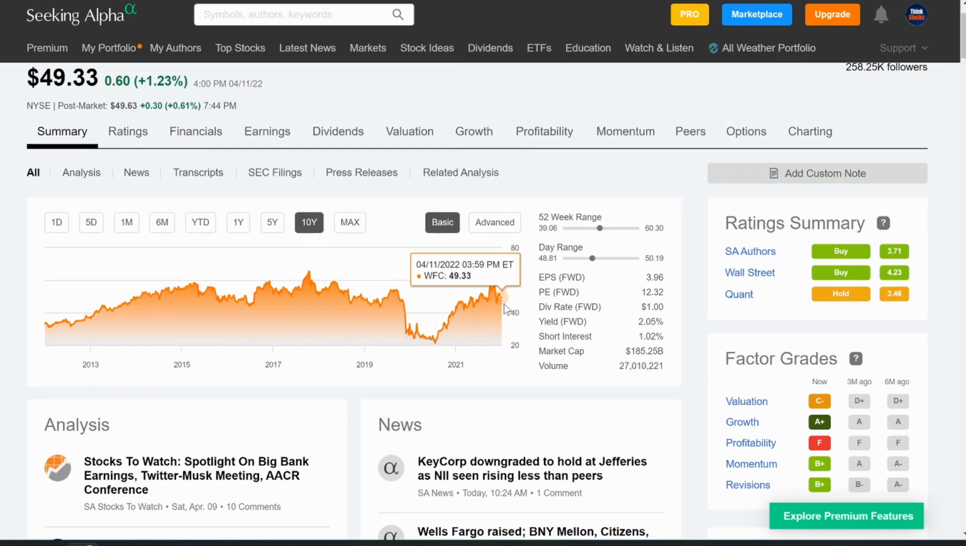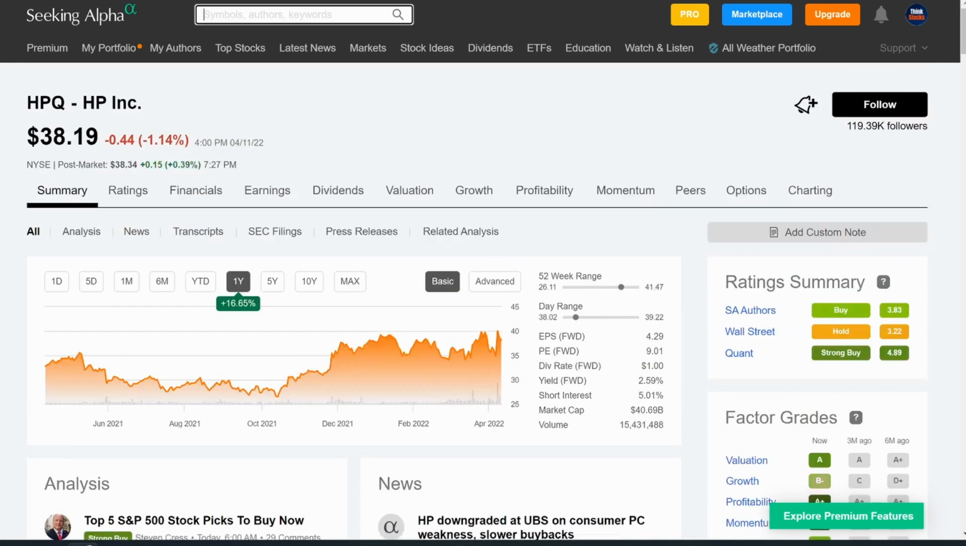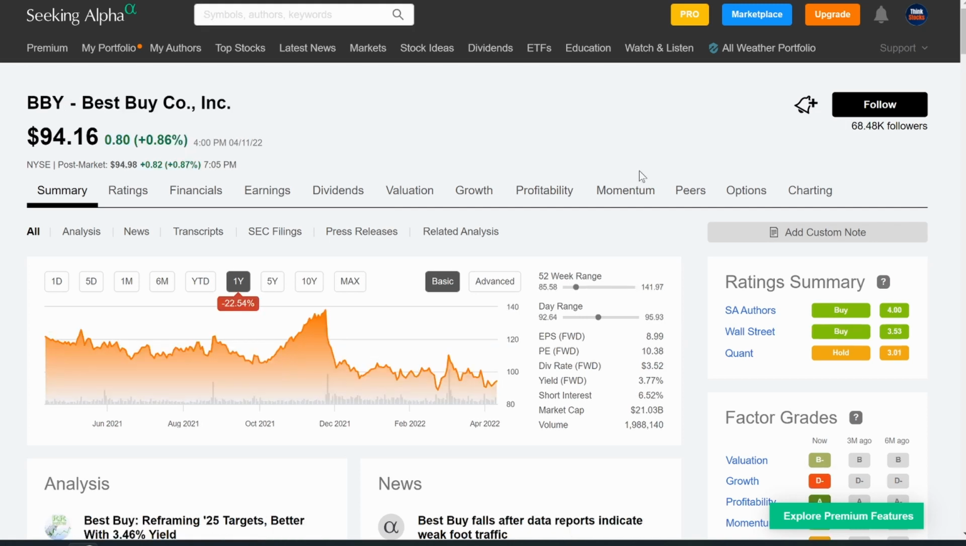So there's stocks like Wells Fargo. Another one is HP, the HP computers. Pretty sure we all know about them. And believe it or not, Best Buy. So what do these 3 stocks have in common, and why am I focusing on them? By the way, I don't own any of these 3, but I would say that these 3 could potentially be good trades over the next couple years.